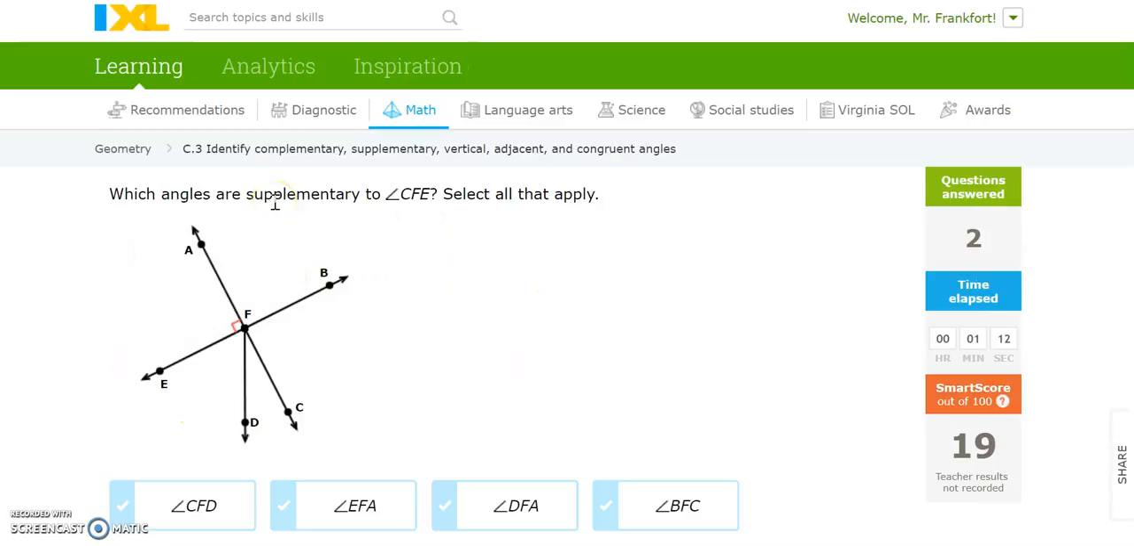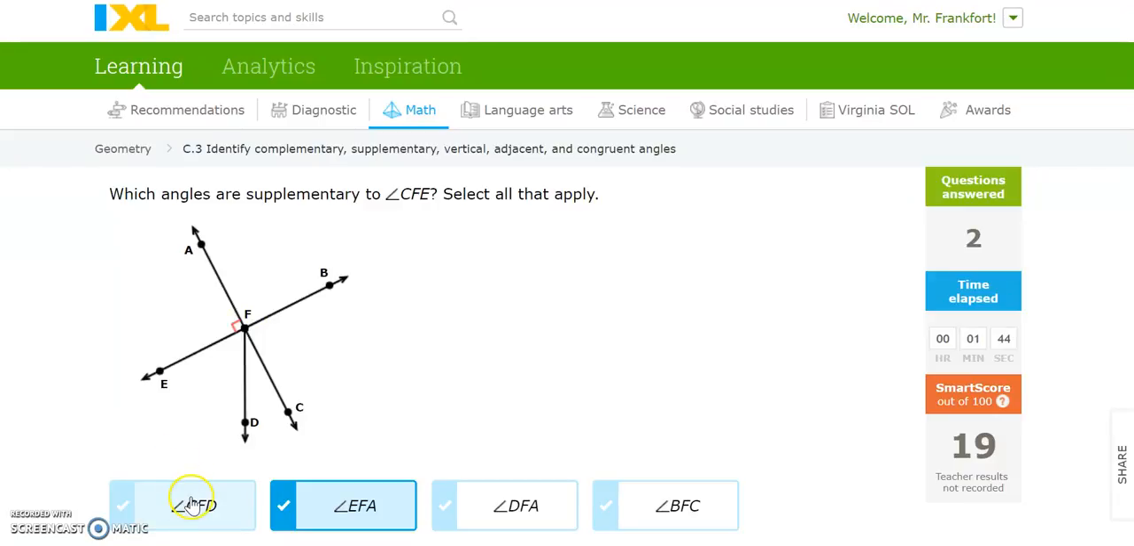All right, let's see what we got on this one. Supplementary to CFE. So we look carefully at CFE. We mark it off. It looks like a 90. Okay, and I see that right next to it is another 90, EFA, and so I know that those would add to 180. Let's be careful and see if there aren't any other ones. Remember, I think that CFE is a 90 because it sits next to this 90 and makes a straight line. So any other 90 would be supplementary.